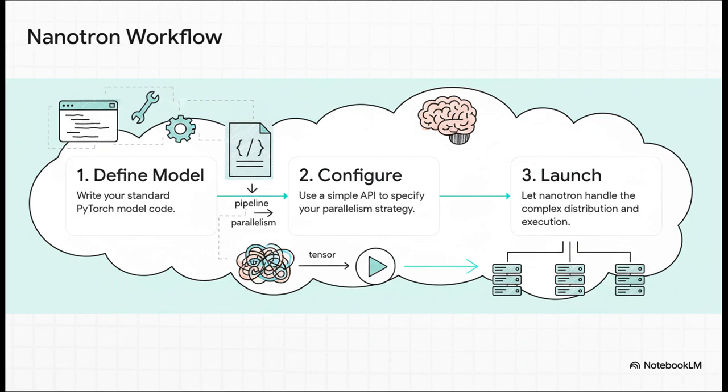A developer can just write their AI model using the tools they already know and love, like PyTorch, which is one of the biggest open source frameworks out there. Then they basically just tell Nanotron, hey, I want to use this mix of parallelism strategies. And after that, they just hit go, and Nanotron takes over, handling all the fiendishly complicated work of splitting the model, managing all the communication, and actually running the training process.